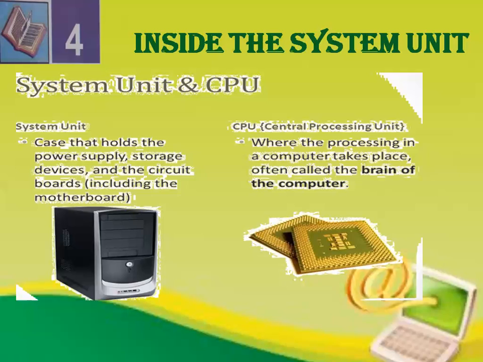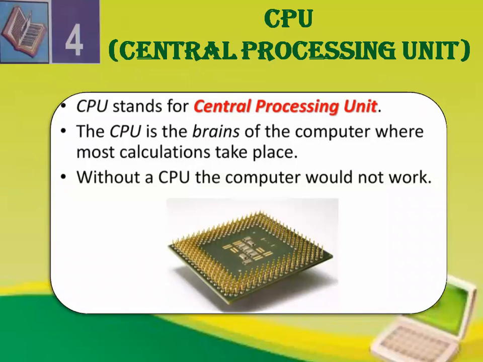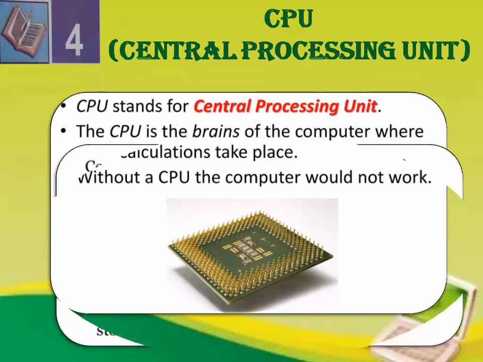Sometimes it is called the microprocessor, and it is the most intelligent and important device of our computer system. CPU is basically a microprocessor, a small chip. CPU stands for Central Processing Unit. The CPU is the brain of the computer where most calculations take place. Without the CPU, the computer would not work. It is a small microprocessor used to execute your instructions. Processing means to process your instruction, and after processing, you can get your results.